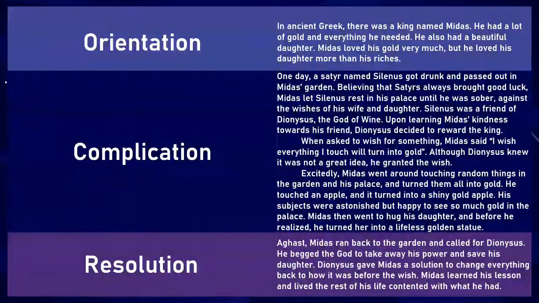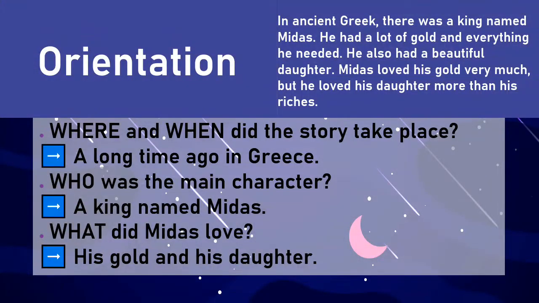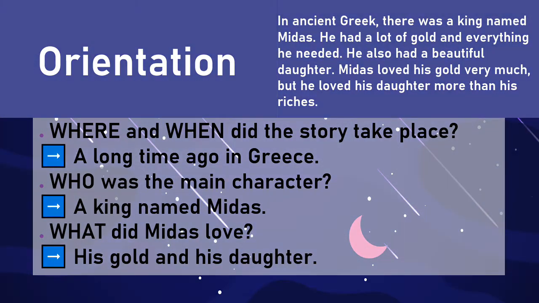Okay, after reading the text, we could conclude that the first paragraph, which began with "in ancient Greek" and ended with "more than his riches," is the orientation. Why so? Let's find out the reason. As we already know, the orientation usually includes what, who, where, and when in its paragraph. On the first paragraph of this narrative text, we could find the answers to these questions.